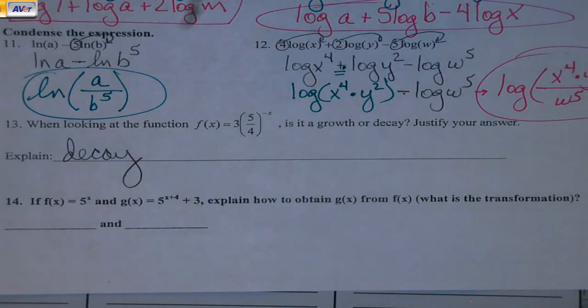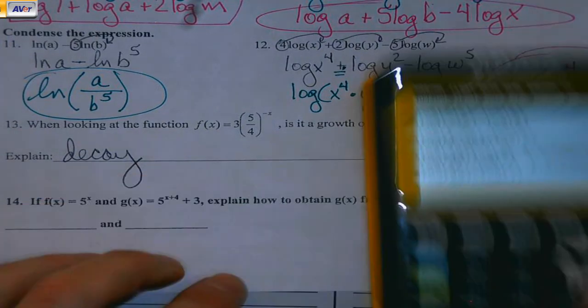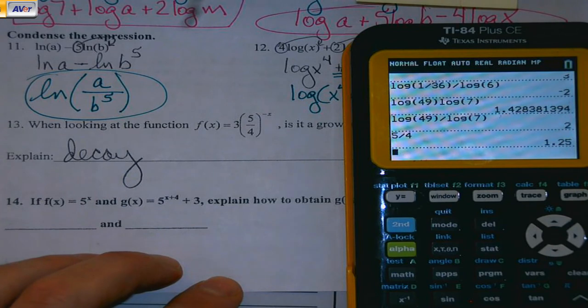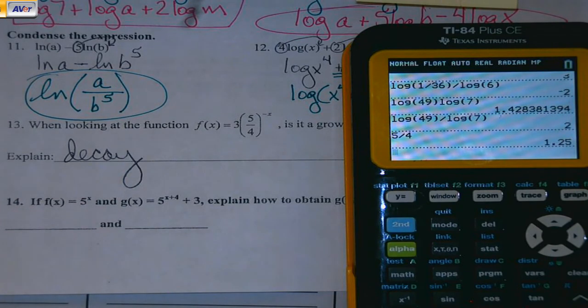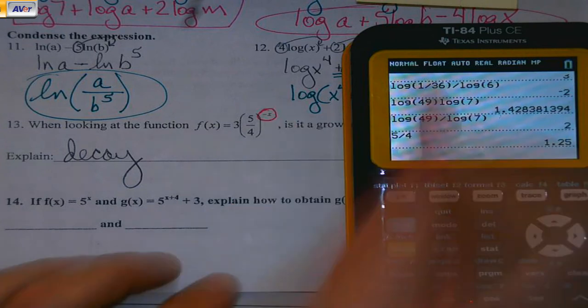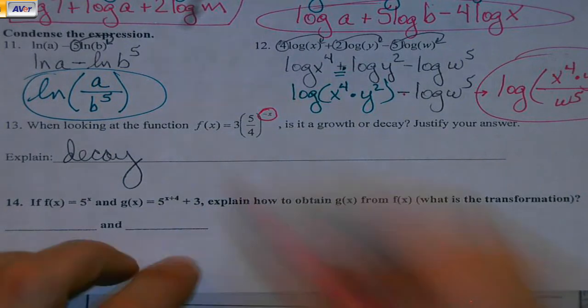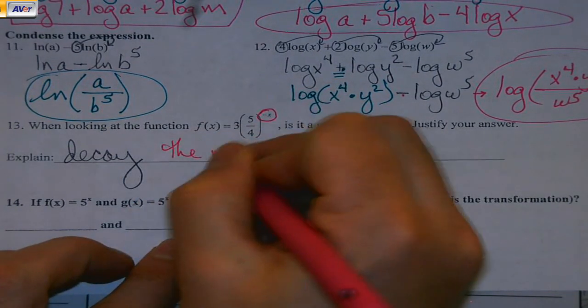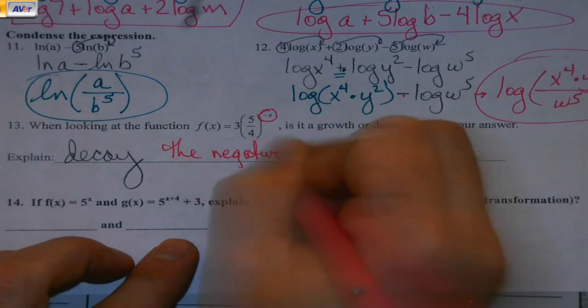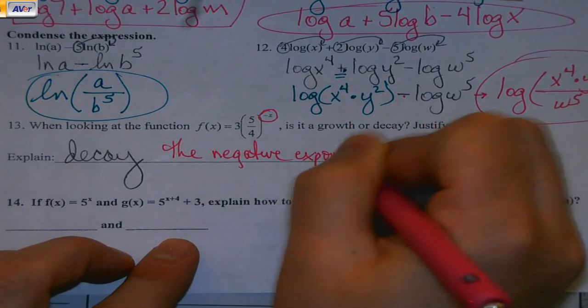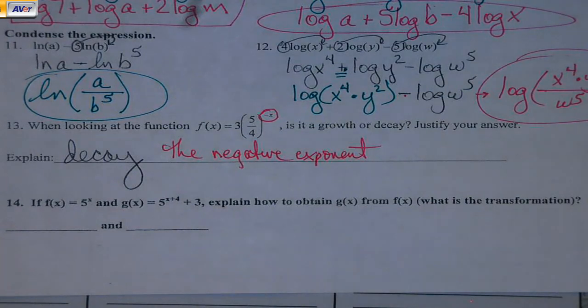You're like, the b value is 5/4. Well, let's look into that. 5/4 is 1.25. That's greater than 1. That tells me it should be growth. There's part of my answer. Okay? Part of my answer is the negative exponent. Now, that's not all of my answer, because that would mean every time I saw a negative exponent, it meant there was decay, and that's not true.